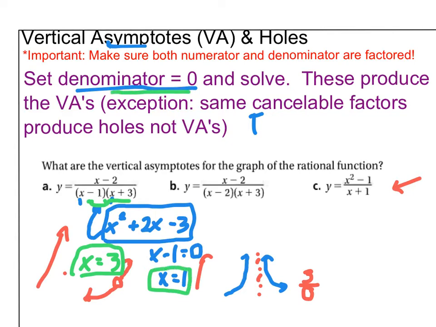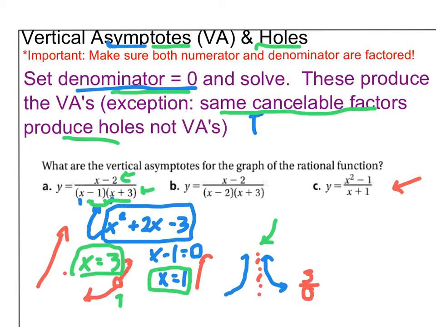So what does that mean? Are they holes like this, or are they asymptotes like this? Well, they're always going to be asymptotes unless you have the same cancelable factors. Those produce holes. So what do I mean by that? There is an x minus 2 on the top. Neither of these are x minus 2. So there's no canceling that can be done.